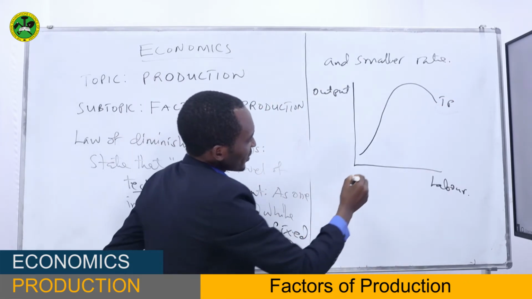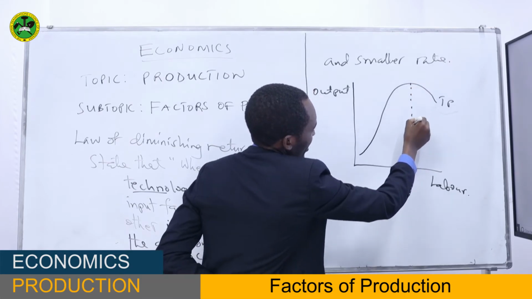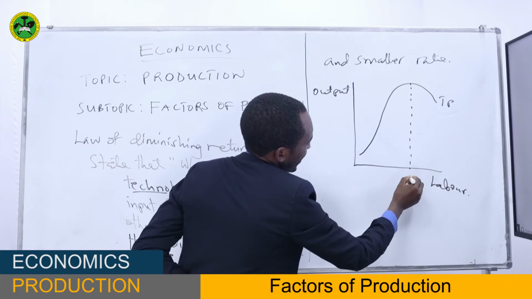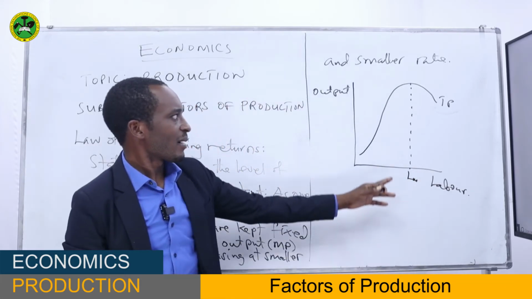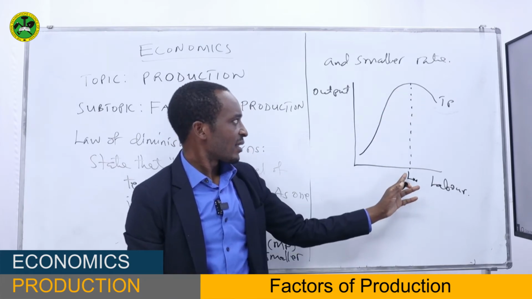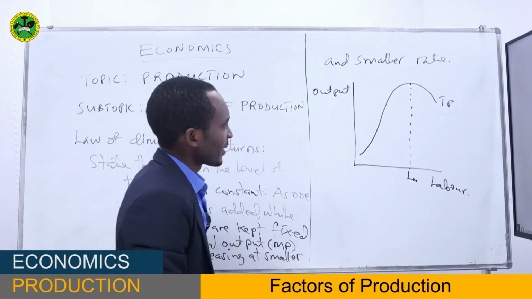So this is the maximum total output when the unit of labor, let's say LM, is employed, showing the maximum output when we employ LM units of labor.